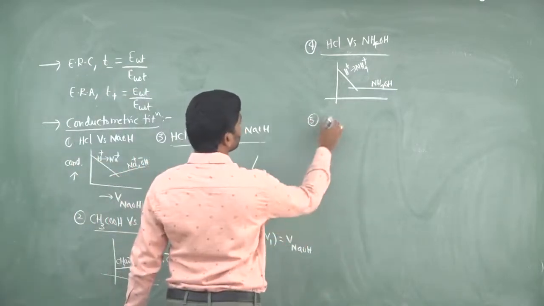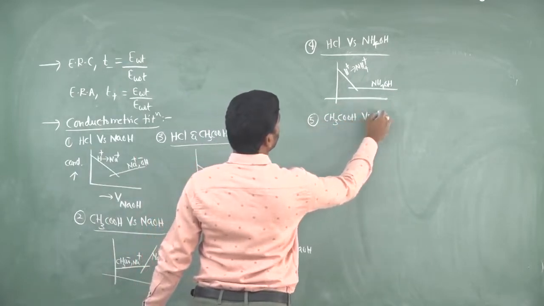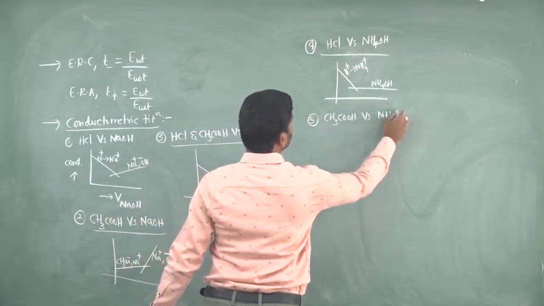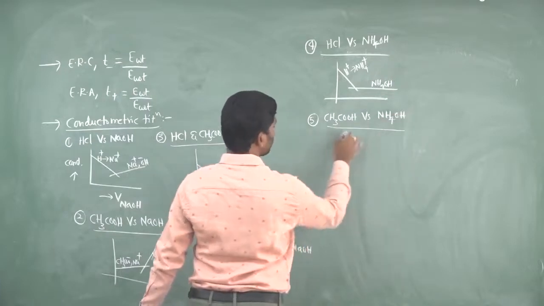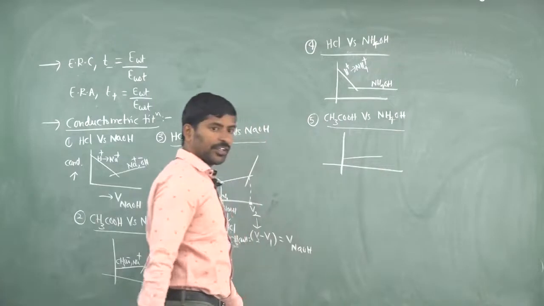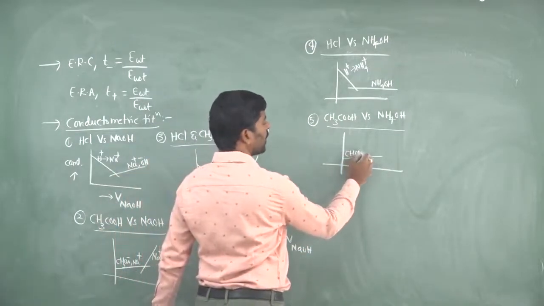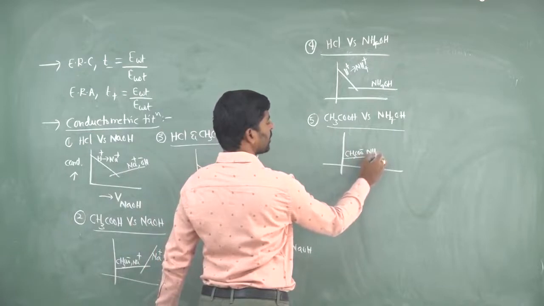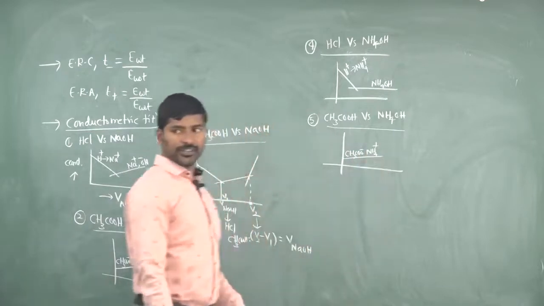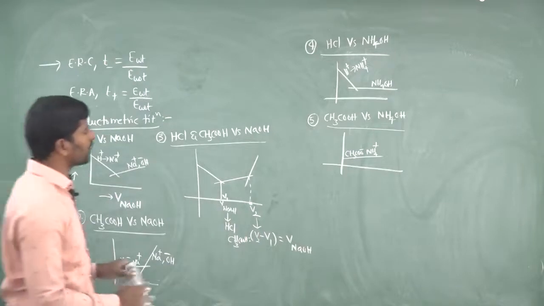Next, acetic acid versus ammonium hydroxide. Weak acid versus weak base. Initially there is a slow increase. That is due to the formation of what? Ammonium acetate. Acetic acid is replaced by ammonium acetate, so the number of ions increases, so conductance increases.